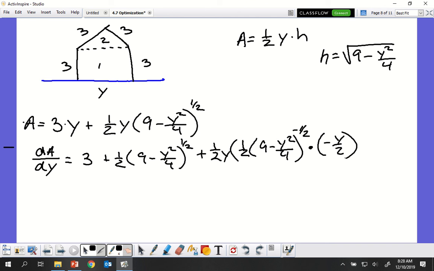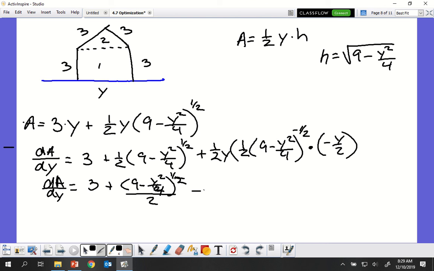Okay, gotta do a little bit of cleaning up here. So dA/dy is equal to 3 plus 9 minus y squared over 4 to the 1/2, all over 2 right there. And now over here, this is going to turn into a minus sign because all this is multiplying. So that's going to be a minus.